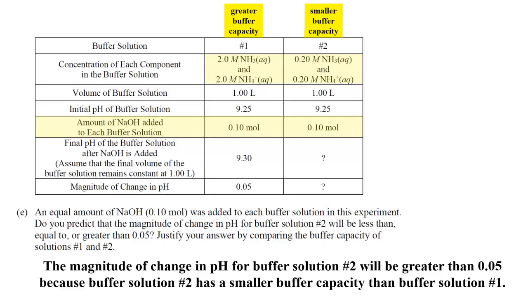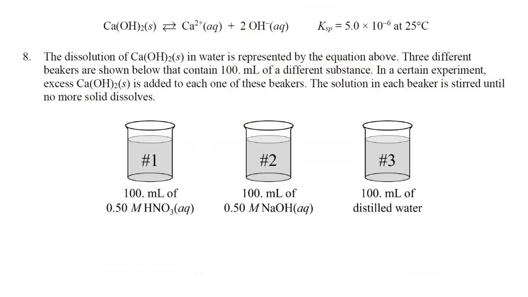Okay, now let's take a look at question 8. Question 8 says the following. The dissolution of solid calcium hydroxide in water is represented by the equation above. 3 different beakers are shown below that contain 100 milliliters of a different substance. In a certain experiment, excess solid calcium hydroxide is added to each one of these beakers. The solution in each beaker is stirred until no more solid dissolves.